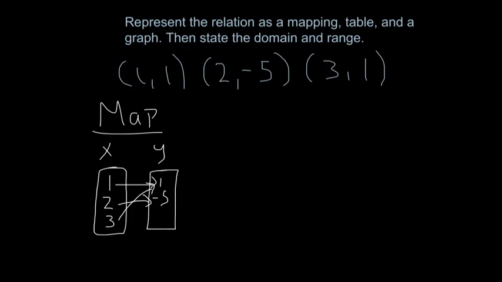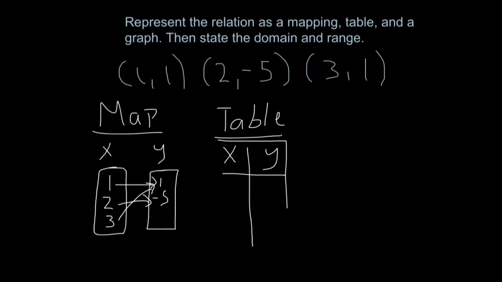Okay? If we're going to make a table next, we're just going to give ourselves an x-y chart. And from here, we can just plug in our ordered pairs. So starting, we have (1, 1). Then we've got (2, -5). Then we've got (3, 1). So our table, done.